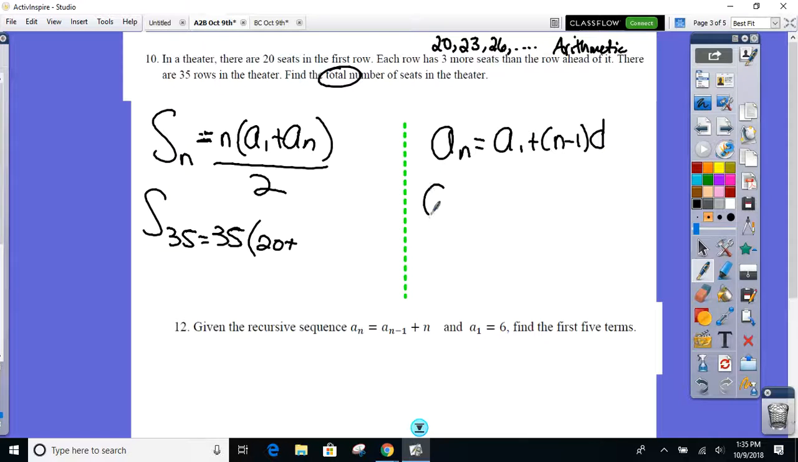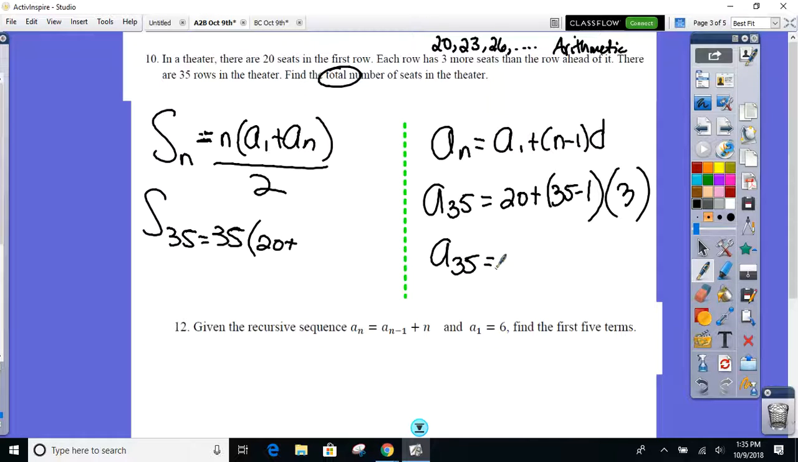Yes, your n value is still 35. Your first term is still 20. 35 minus 1. What are you guys plugging in for d? 3. Here we go. So find how many seats are in that 35th row. How many? 122. Yep. So plug that back in over here.